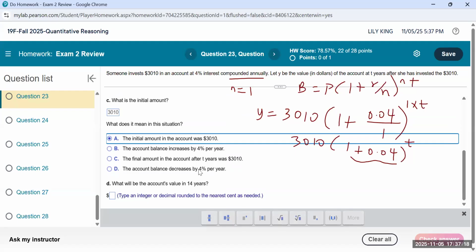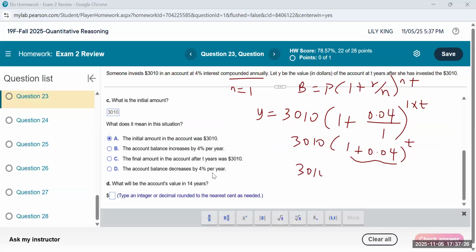What will the account value be in 14 years? So using the equation, in place of t, you plug in 14 for t. So you want to type everything in all at once. So 3010, 1.04 exponent 14. This is $5,212.35.